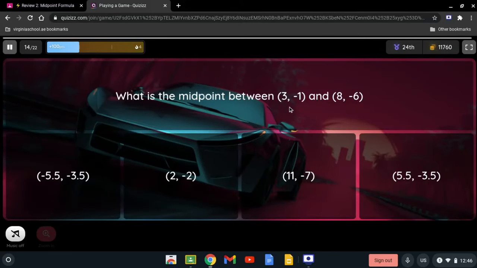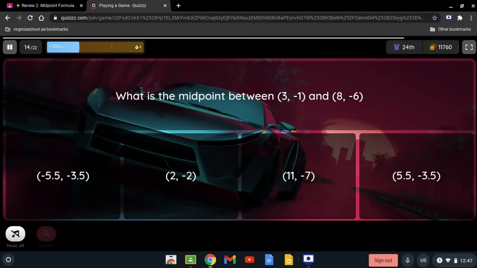What is the midpoint between (3, -1) and (8, -6)? So again, we're going to use the midpoint formula. We're going to replace x1 with 3. So 3 plus x2, which is 8. 3 plus 8 is 11. And then 11 divided by 2 is 5.5.